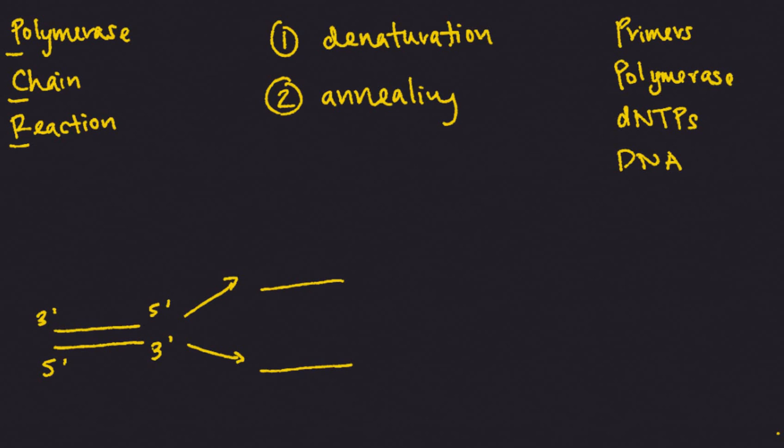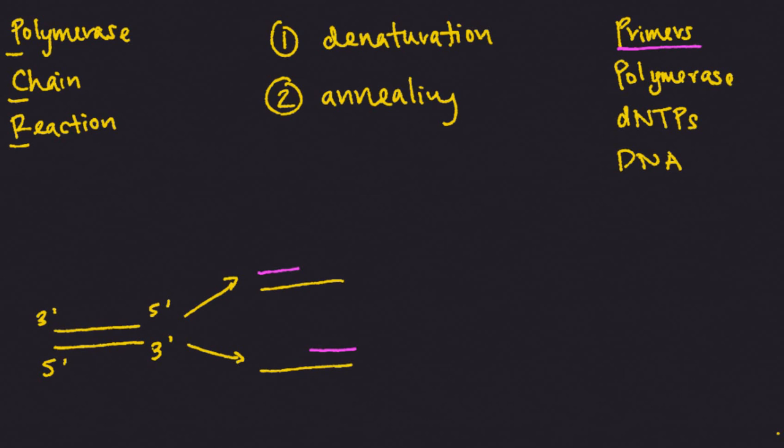Annealing is essentially binding. And so let me just change the color. What happens in the annealing step is the primers, which are essentially DNA sequences themselves, are able to bind to certain regions of this single-stranded piece of DNA. So let's talk about what primers are. A primer's job is to point out what the target region is. And what I mean by target region is the part of the DNA sequence that scientists want to amplify.